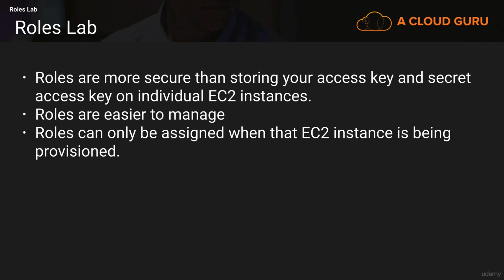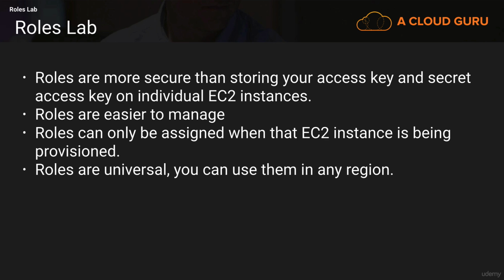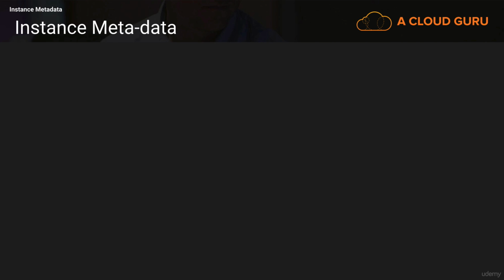Roles can only be assigned when that EC2 instance is being provisioned. You can't assign a role after that EC2 instance is being provisioned. But on top of that, you can change the permissions to a role at any time, and those changes take effect immediately. Roles are also universal, so you set up a role, and it doesn't matter if you're in Ireland or in California, you will be able to use that role wherever you are in AWS.